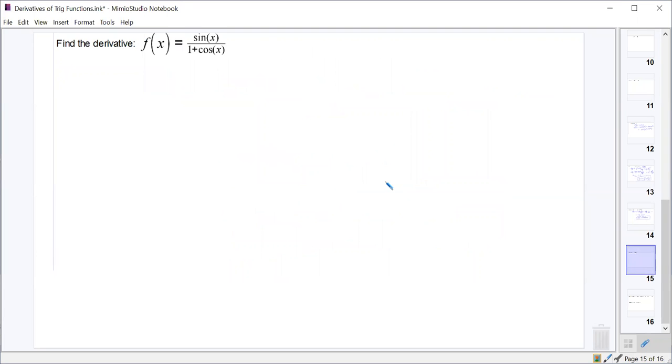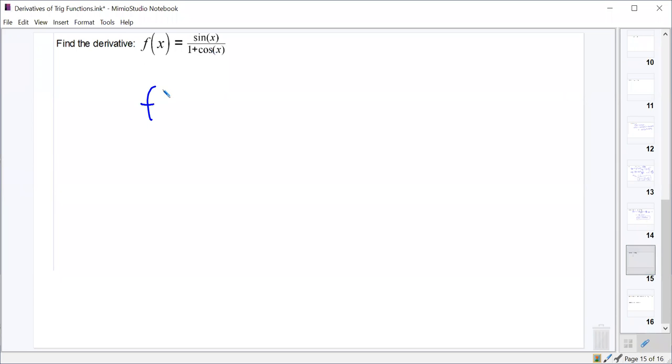Let's take a look at another one. Let's find the derivative of sine x over 1 plus cosine x. How are we going to go about that? Is there a nice, easy way to simplify that, or should we just take its derivative? I'd say product rule. Product rule or quotient rule? Quotient rule, my bad. Yeah, quotient rule. So let's do quotient rule.